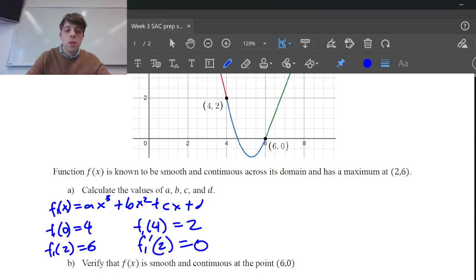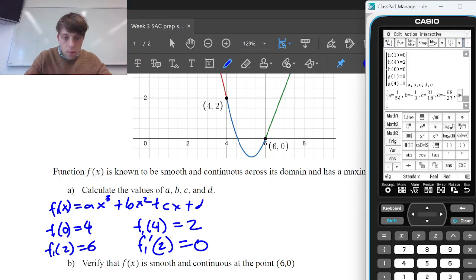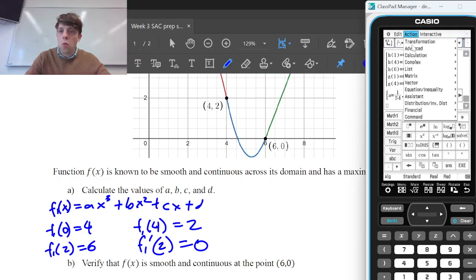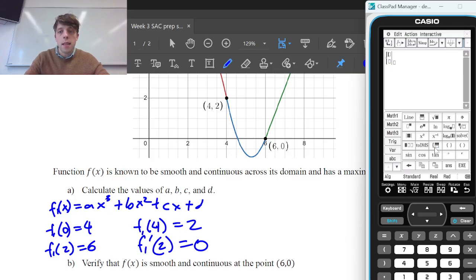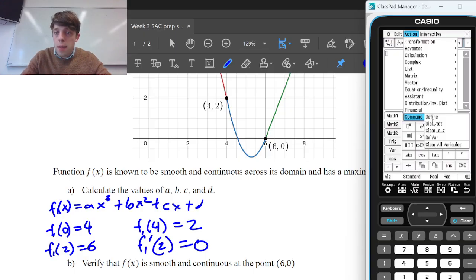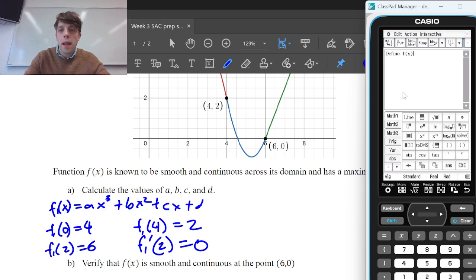And to do this, I'm just going to use the CAS calculator. So to start out, let's just wipe this. So I'm going to go clear all, wipe what I was doing there last time. And then let's just start by setting this out. We're going to need to define our function. So to do that, we're going to go Action, Command, Define. And we're going to define f(x) as equal to a times x cubed plus b times x squared plus c times x plus d. All right, looking good.